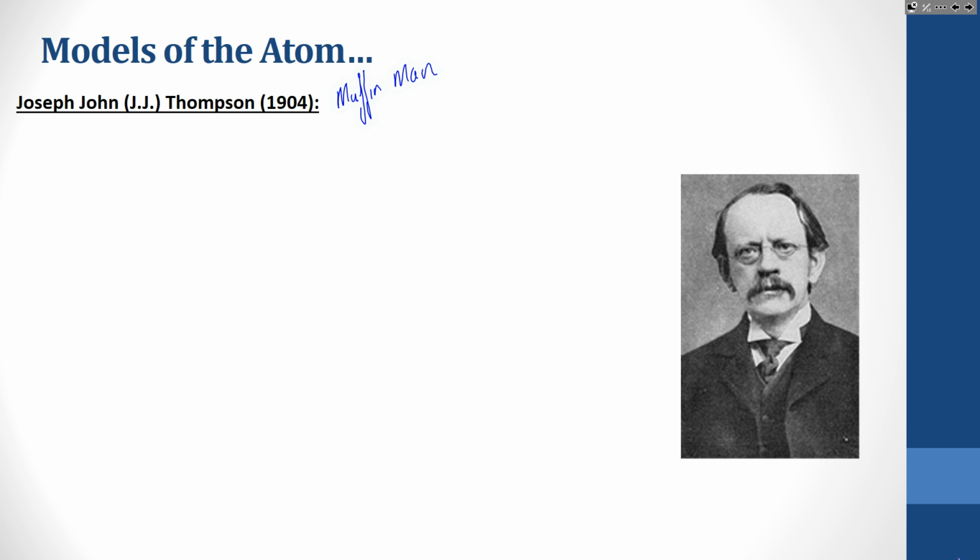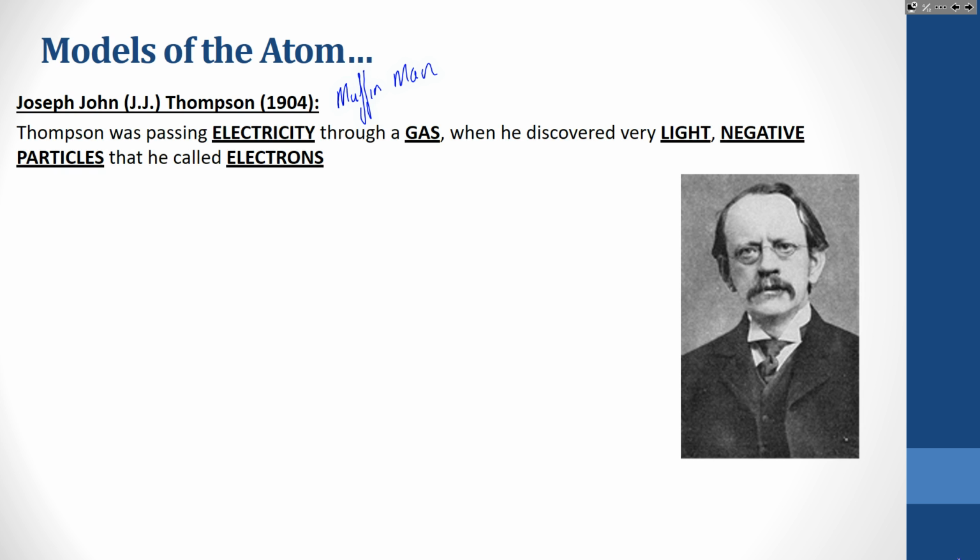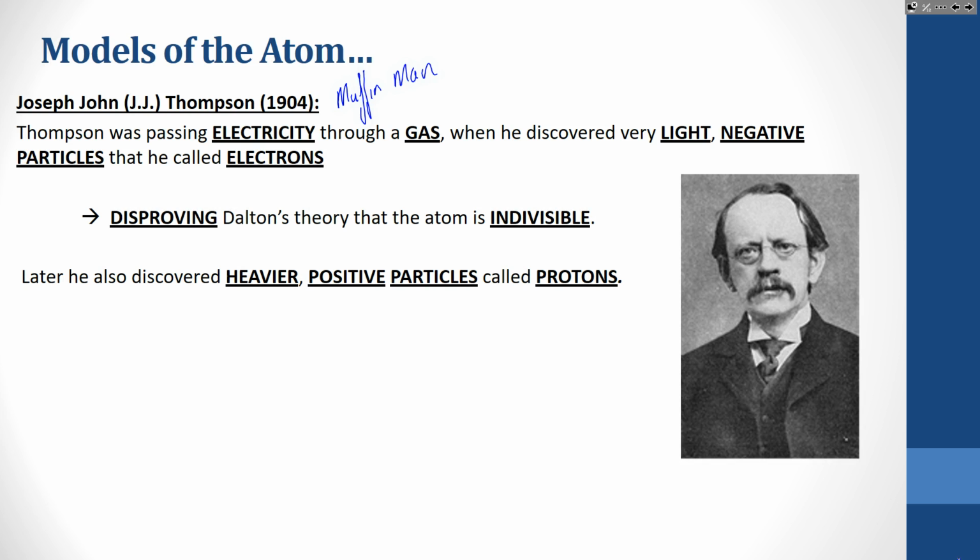He didn't live on Drury Lane, but we can call him the Muffin Man, because this might actually help you remember his model. And what he was doing is he was running electricity through a gas, and he discovered this super light particle that had a negative charge, and he called that thing an electron. And basically, he proved that there's parts inside the atom. So it's not just a solid ball, there's stuff in there. So we're taking it a little bit deeper. He also later discovered these positive particles called protons.